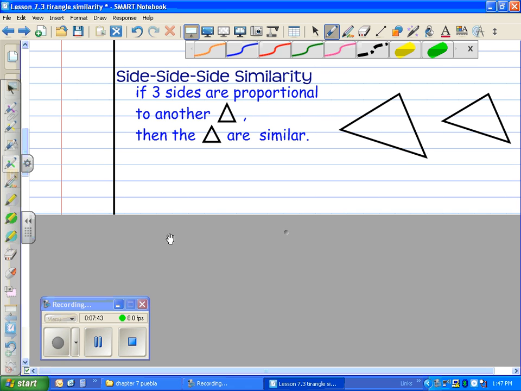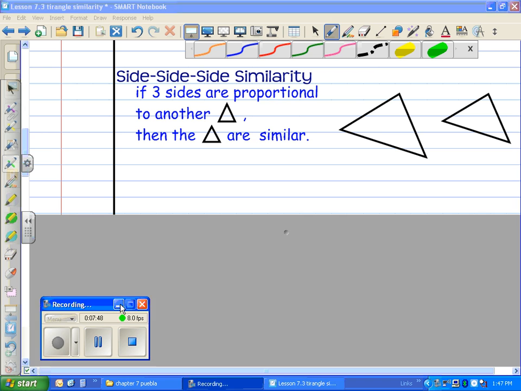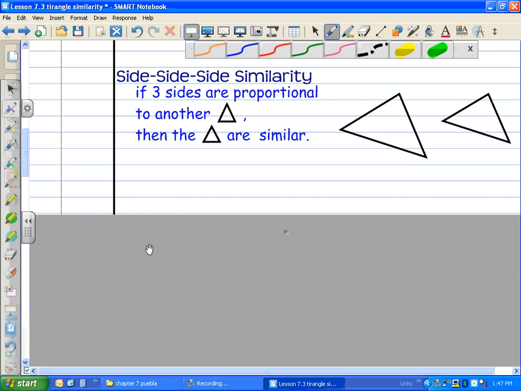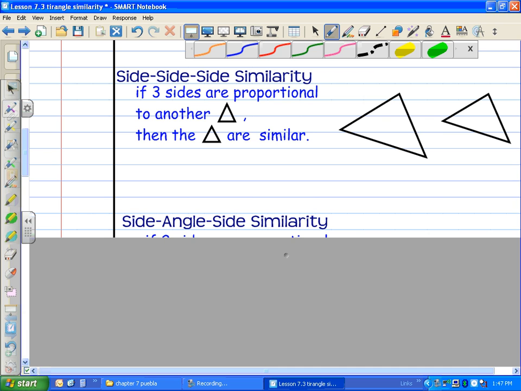Let's go to the next one. Side-side-side similarity, or SSS. In this one it says, if three sides are proportional to the three sides of another triangle, then the triangles are congruent, or are similar, I'm sorry. Basically this is saying that if you have three sides on one triangle that all match up with the three sides of another one and they're all proportional, then the triangles are similar.